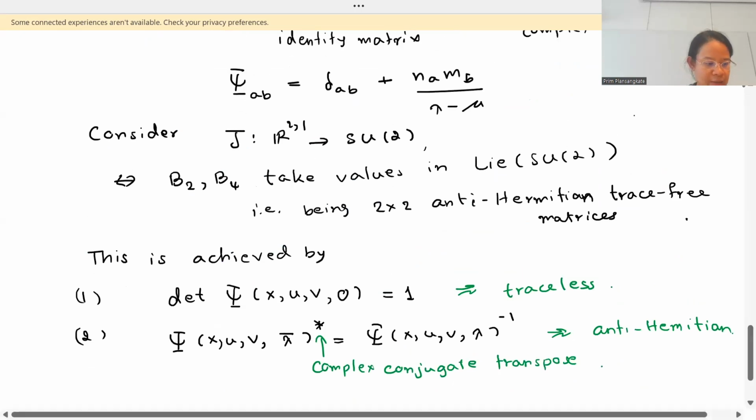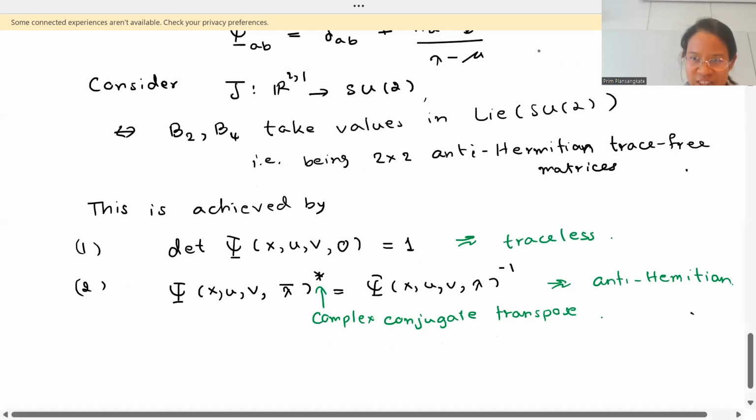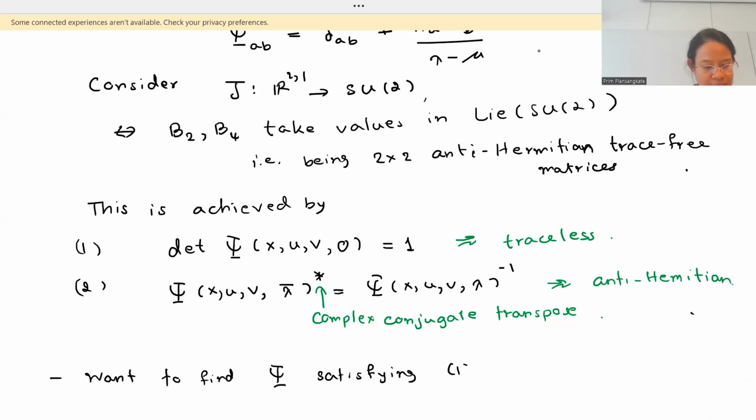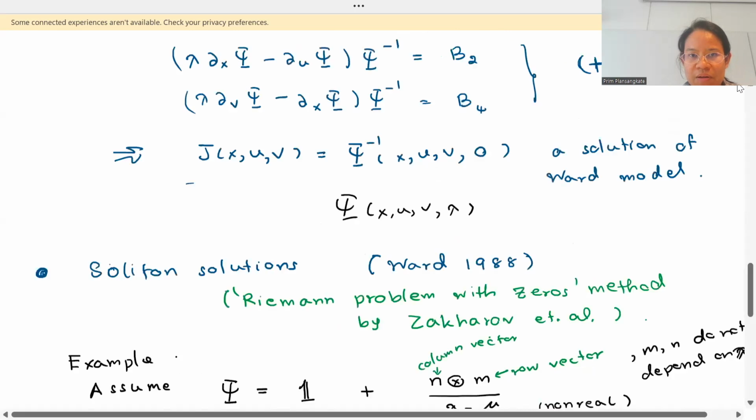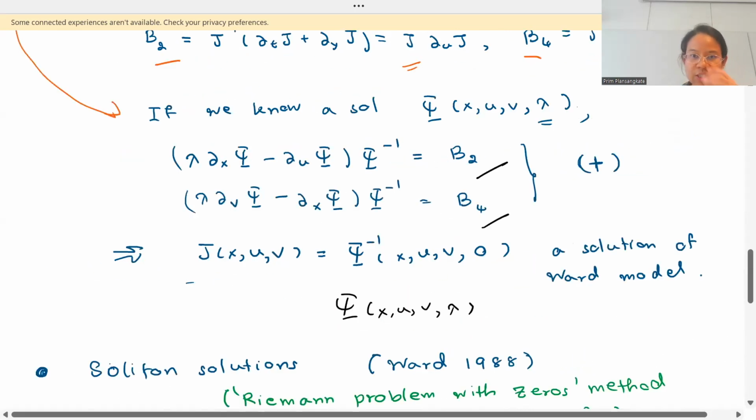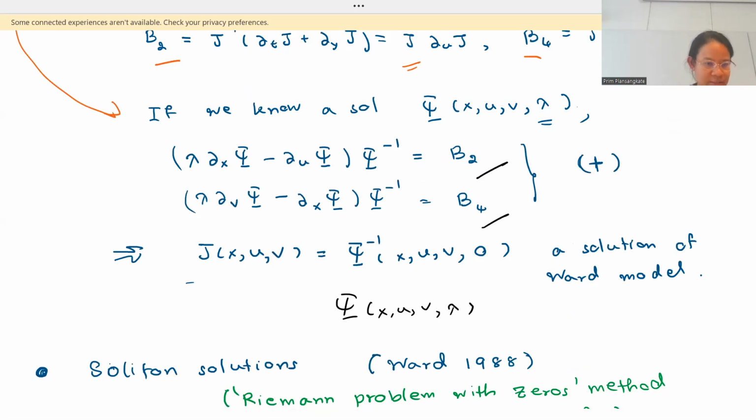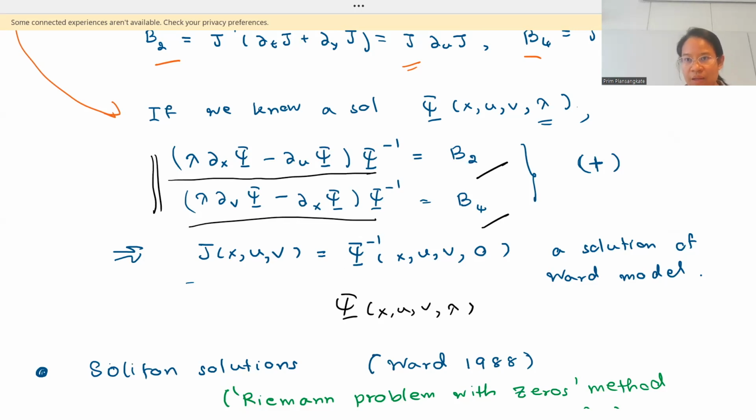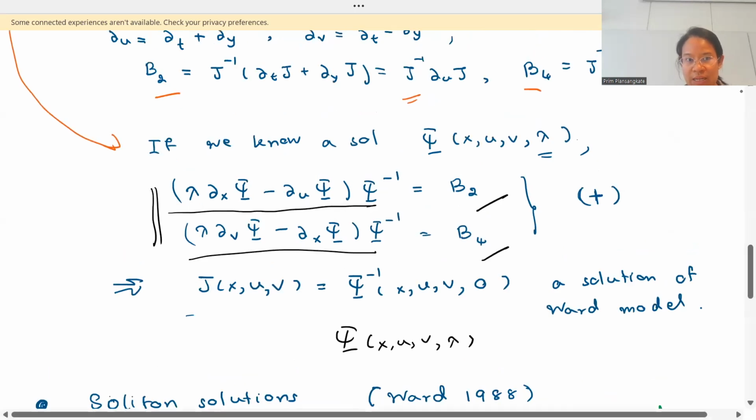Then if we impose this, to use this method to generate a solution J, we say that we want to find a matrix function psi, an invertible matrix function psi, that satisfies conditions 1 and 2. This means when we work out B2 and B4 from it, it will be anti-Hermitian and traceless, what we want. Another thing we want is that the left-hand side of the system is independent of the parameter lambda, because B2 and B4 do not depend on lambda. Yeah, B2 and B4 are just in terms of J, which is independent of lambda.